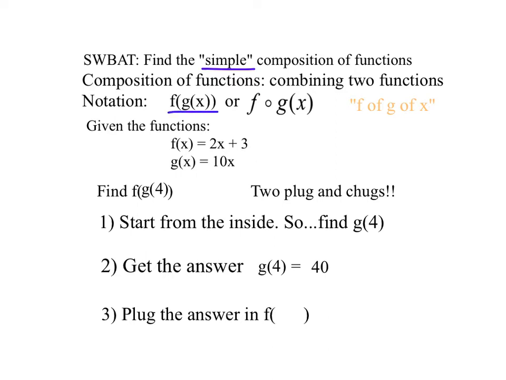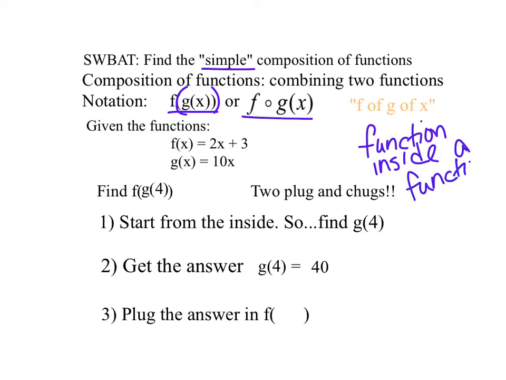So these are the two ways we write it. Now I know it looks a little crazy the way it's written, but it's just a function inside another function. That's all it is. And the way that this is said is f of g of x. That's how we say it. It's just like the regular function notation, but since there's another one there, we just add another letter. Okay? And it's pretty straightforward. It's just two plug and chugs.